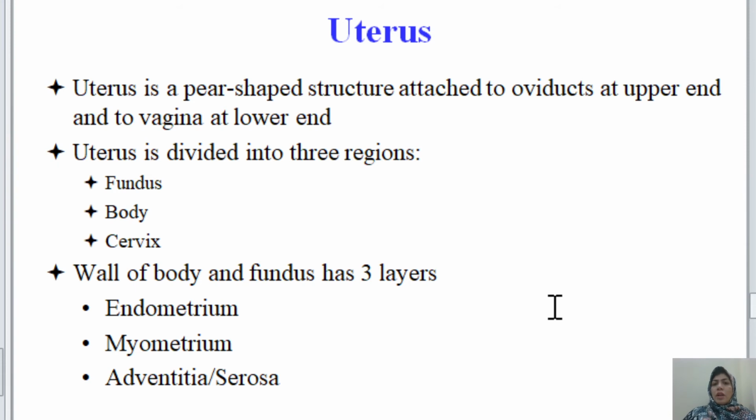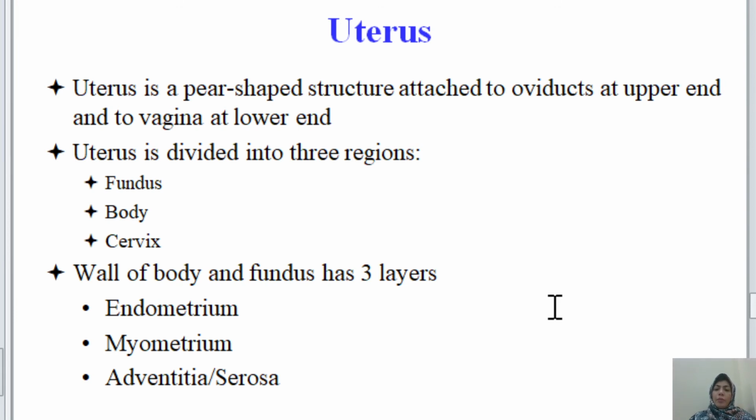The uterus is another organ of the female reproductive system. It is a pear-shaped structure attached to the oviducts at the upper end and to the vagina at the lower end. The uterus is divided into three regions: the fundus, body, and cervix. The fundus is a dome-shaped part of the body. The cervix is the lower part of the uterus, and it ends in the vagina.